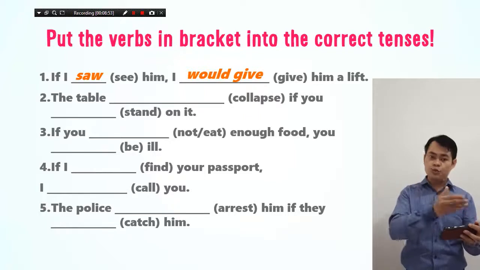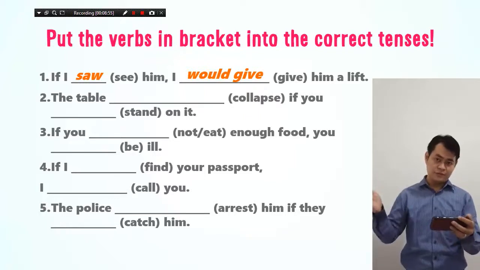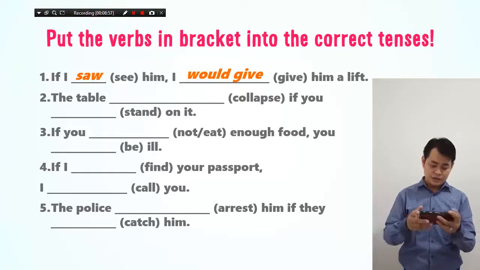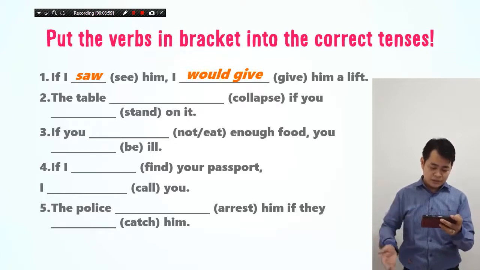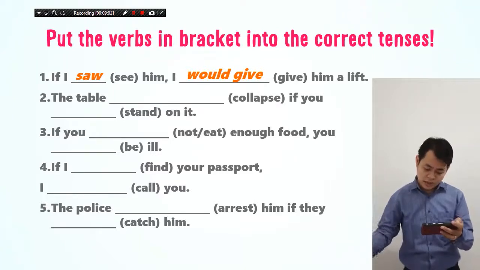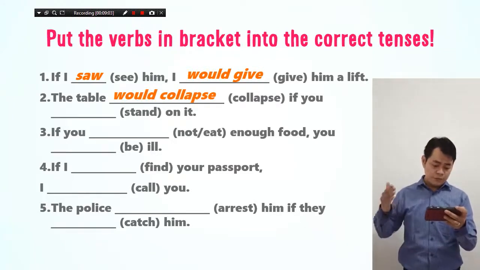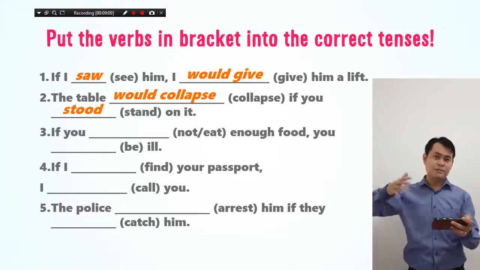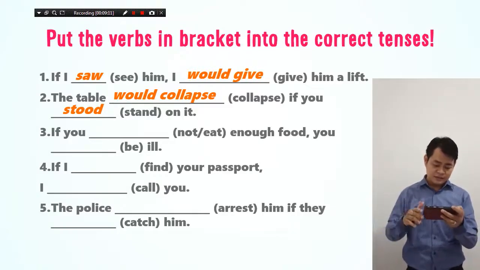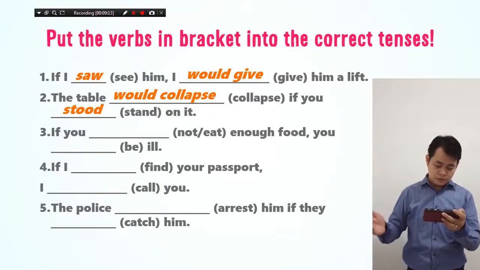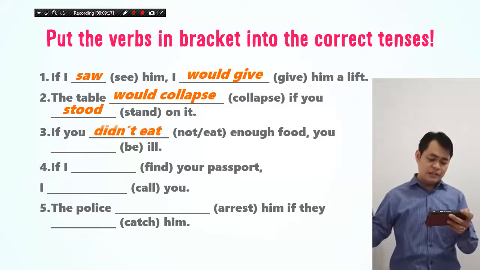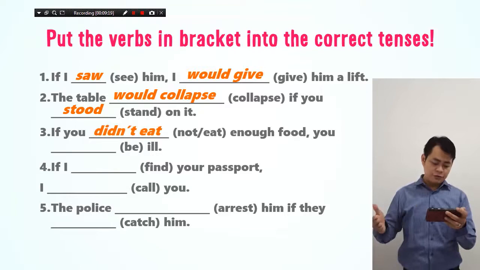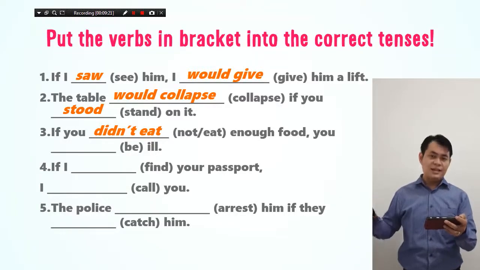Give becomes would give, right? Would plus infinitive. The second one, the table would collapse. If you blank, what? Stand or stood? Stood on it. So stand becomes stood because it's past tense. The next one, if you blank enough food. If you didn't eat enough food, you would be ill.